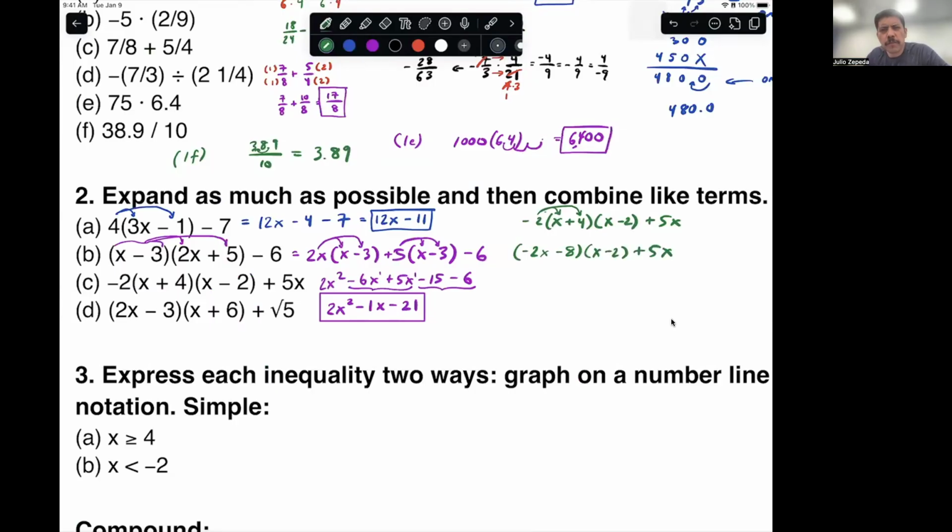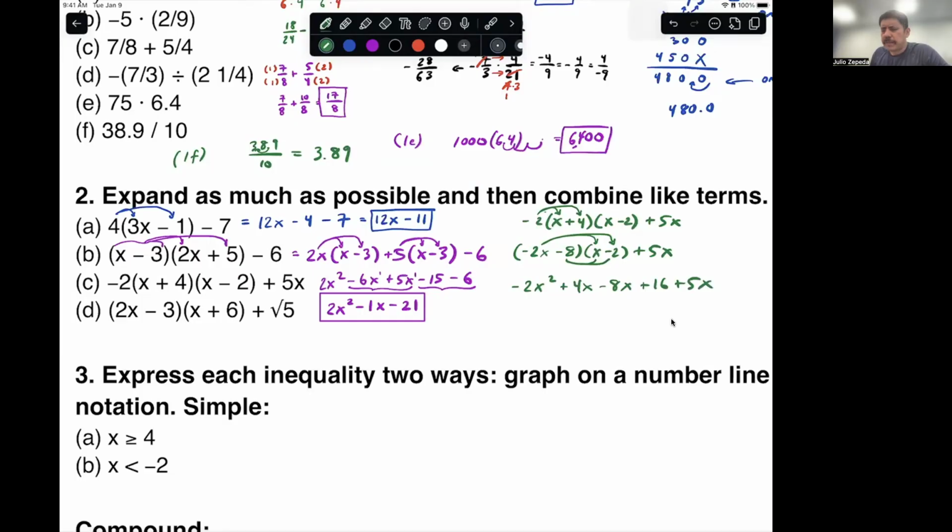And you've probably seen the FOIL method, which is what I'll use in this problem. That's where we just distribute the first term, negative 2x, to the x to get negative 2x squared. Negative 2x times a negative 2 is a positive 4x. Then the inner terms, that's minus 8x. And then the last terms, negative 8 and negative 2, give us a positive 16 when we multiply them.